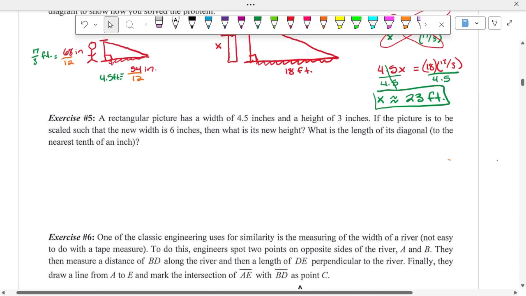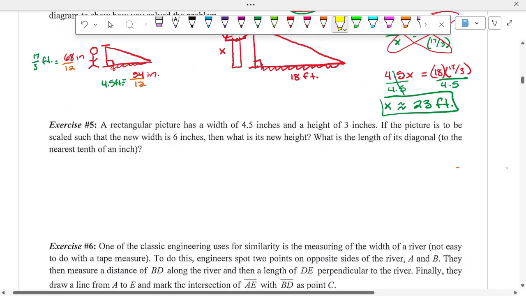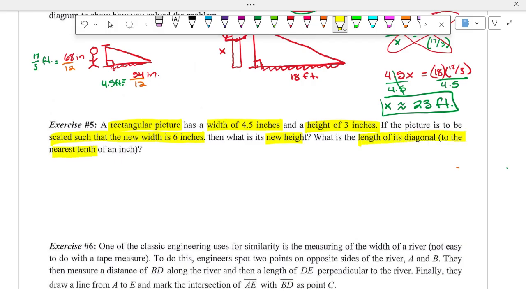All right, let's try another one. A rectangular picture has a width of 4.5 inches and a height of 3 inches. If the picture is to be scaled such that the width is 6 inches, what is the new height? And then what is the length of the diagonal to the nearest tenth of an inch?